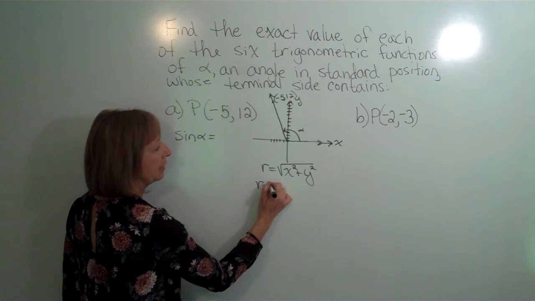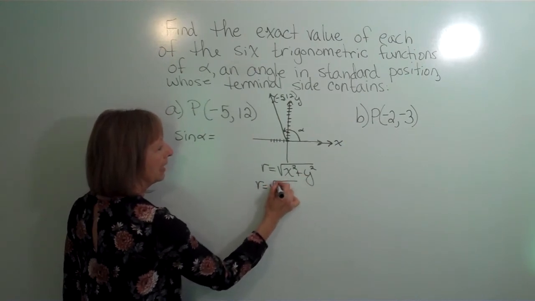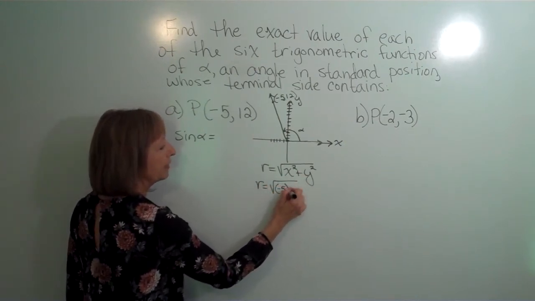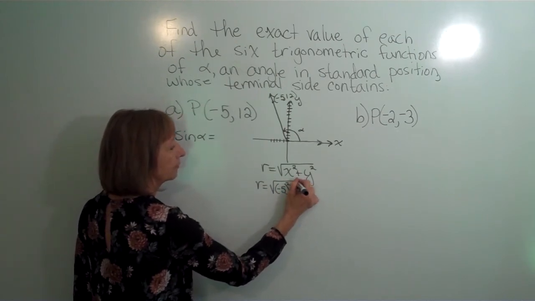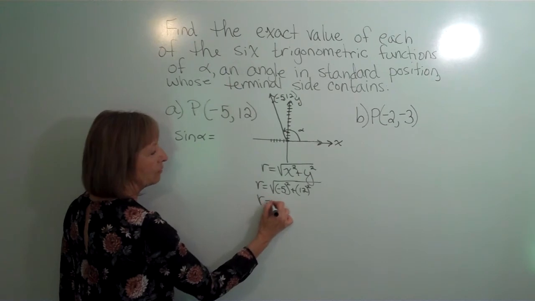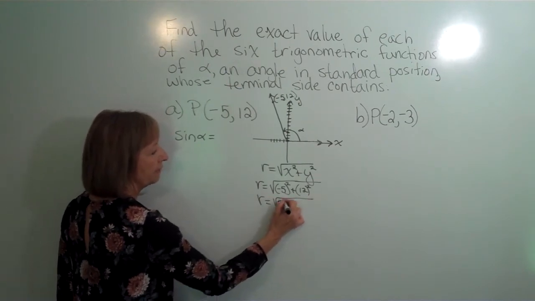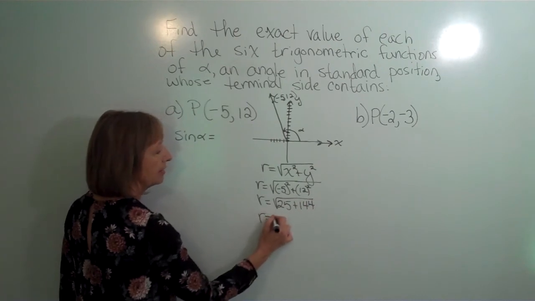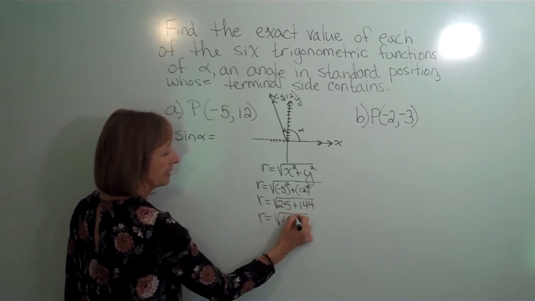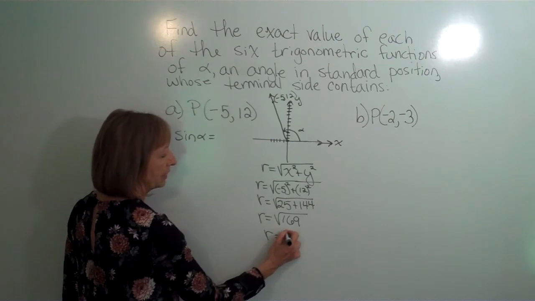So here, r is equal to the square root of (-5)² + 12². So that gives me the square root of 25 plus 144. So that's the square root of 169, which gives me 13 for my r.